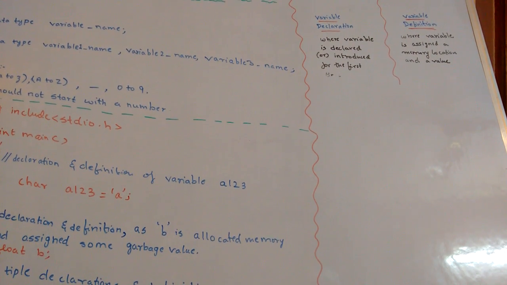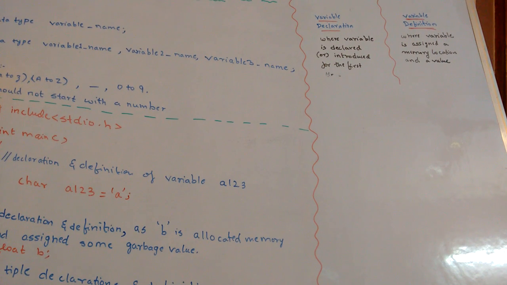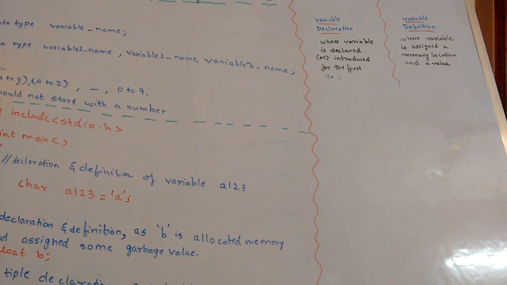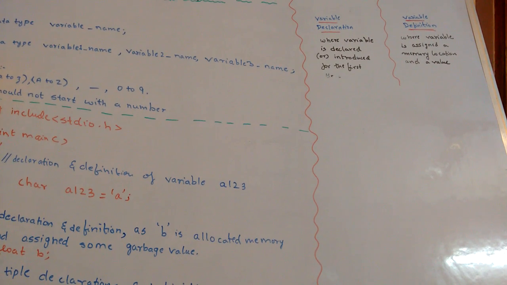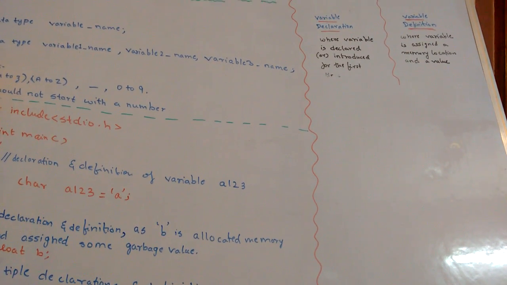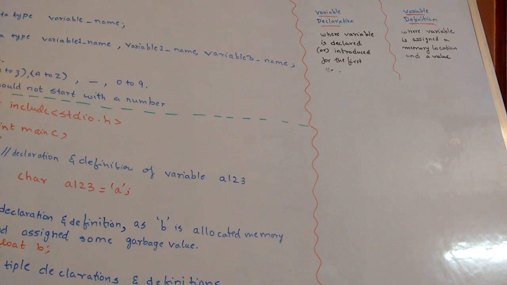Okay. So I'll just repeat it. Variable declaration is nothing but the variable is declared for the first time in the program. Variable definition is where memory is assigned. Not only that, a value is also assigned to the variable. Okay. This is it. This is the basics of variables. Now we are ready or equipped to write the program.